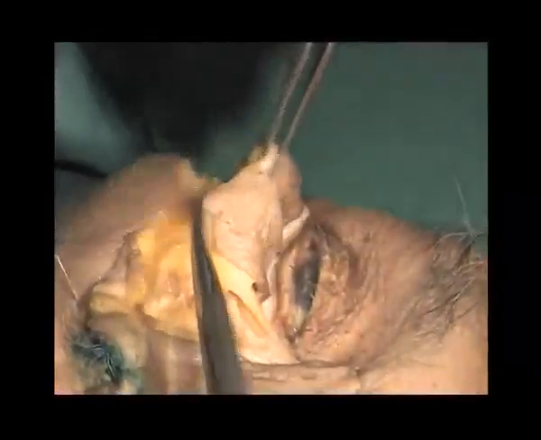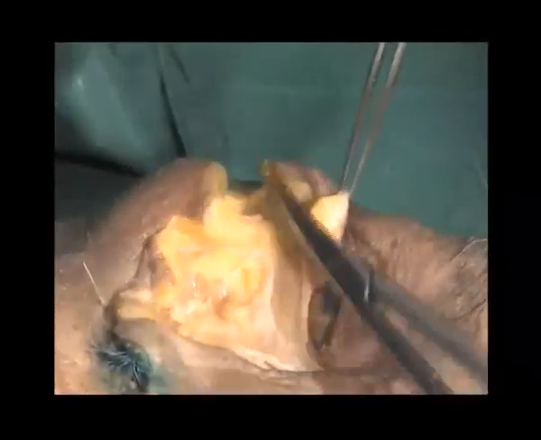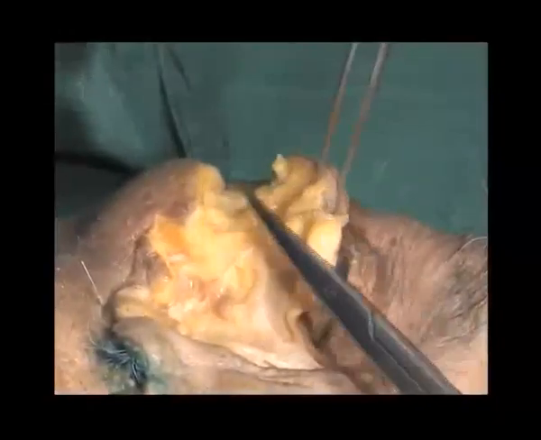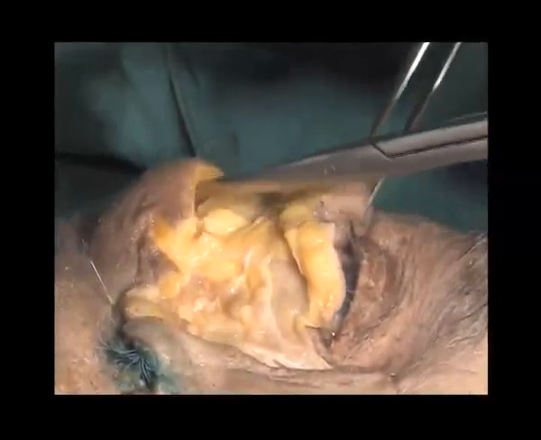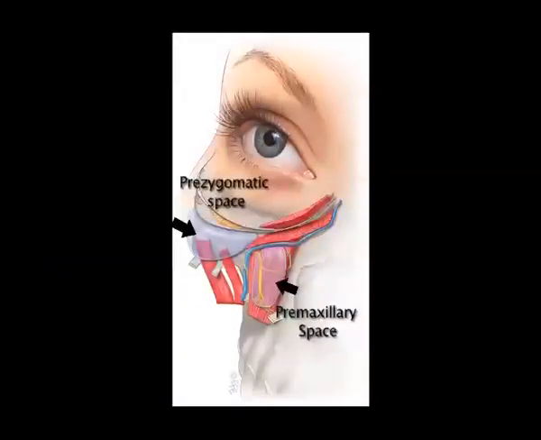As demonstrated in the dissection, the premaxillary space is anatomically analogous to the prezygomatic space located lateral to it. Like the prezygomatic space, therefore, it is a true facial soft tissue space.